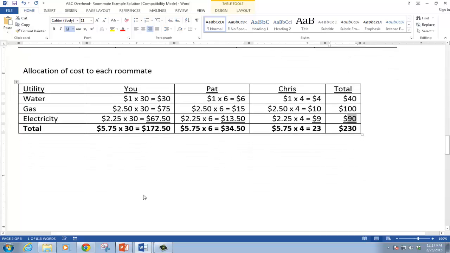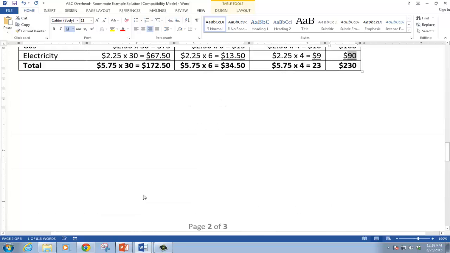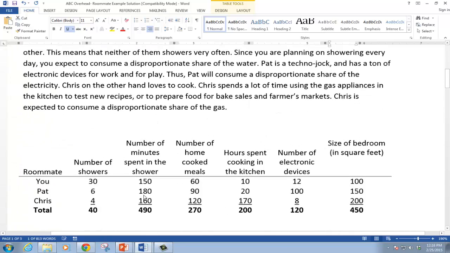All right, so now what we want to do is think of a more fair way to divide up the utilities cost. Can you think of how to do that? Take a minute and go back to the information up here and think about how you could make this more fair. You could stop the video and think about it for a minute.